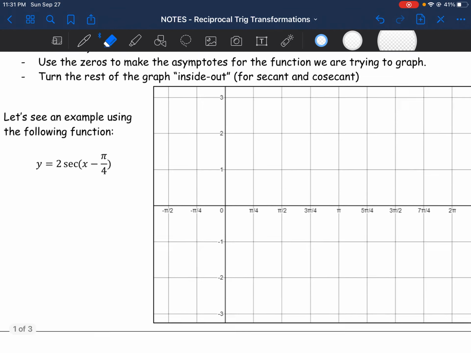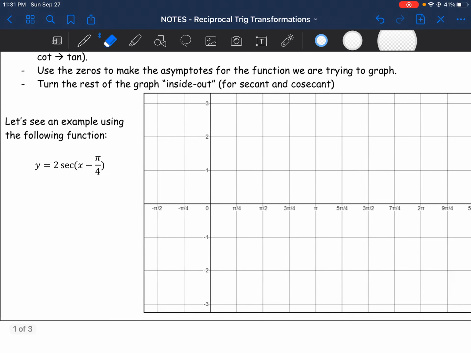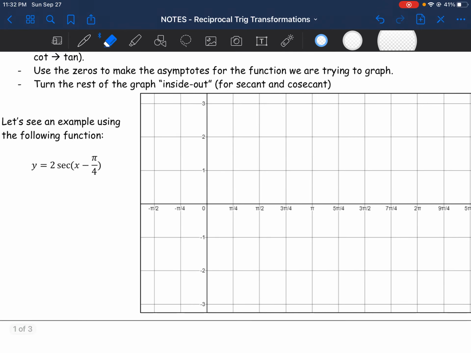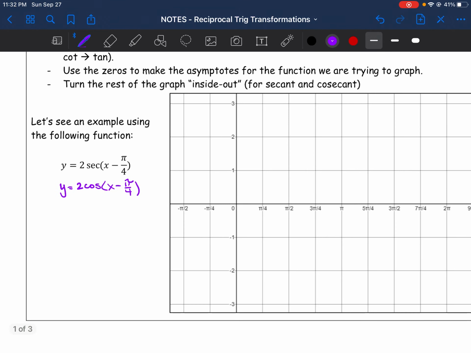We're going to try to graph y equals 2 secant of x minus pi over 4. The reciprocal of secant is cosine. So we want to graph, and we'll do this in purple, y equals 2 cosine of x minus pi over 4. We're taking the transformations that we're trying to apply to secant, and applying them to secant's reciprocal trig function instead.